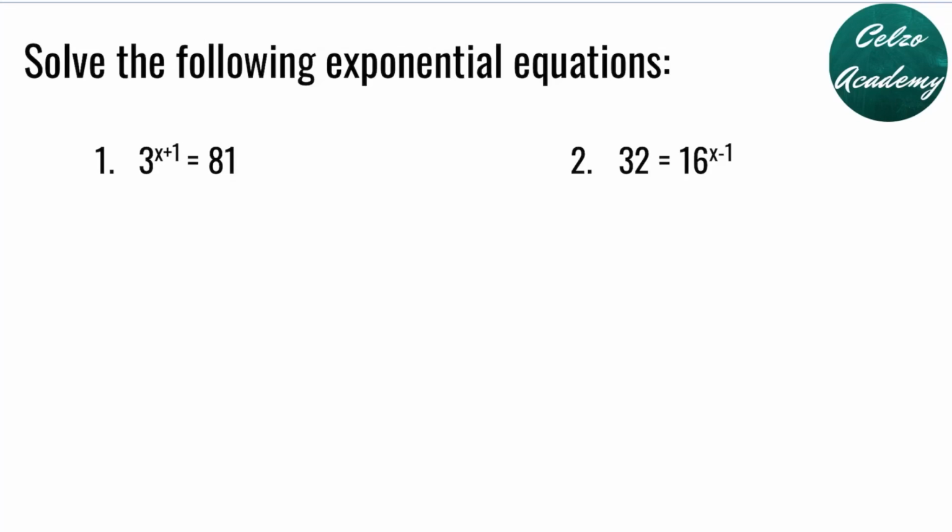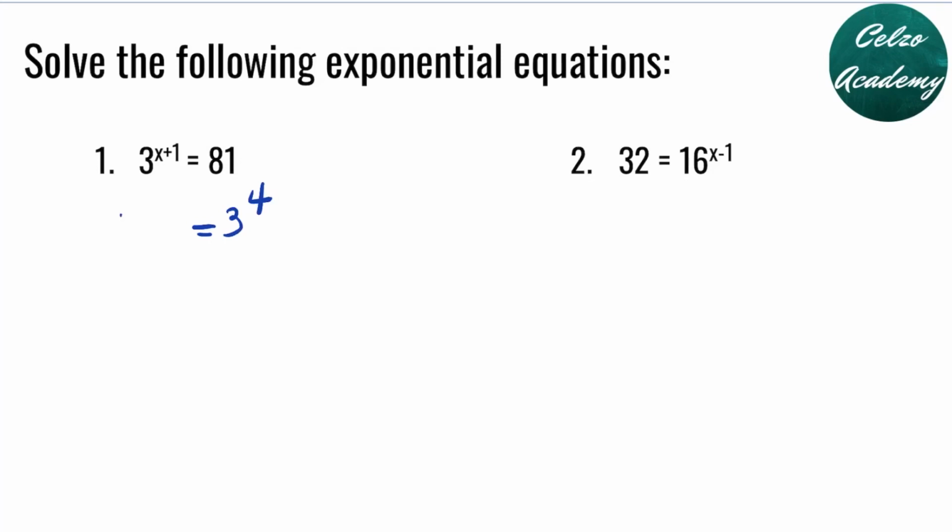Question number 1. 3 to the power of x plus 1 is equal to 81. The first step that you need to do here is to make sure that the base for both left and right are the same. So for question number 1, we can rewrite 81 as base 3. So 81 is the same thing as 3 to the 4th power. 3 times 3 is 9, times 3 is 27, times 3 is 81.